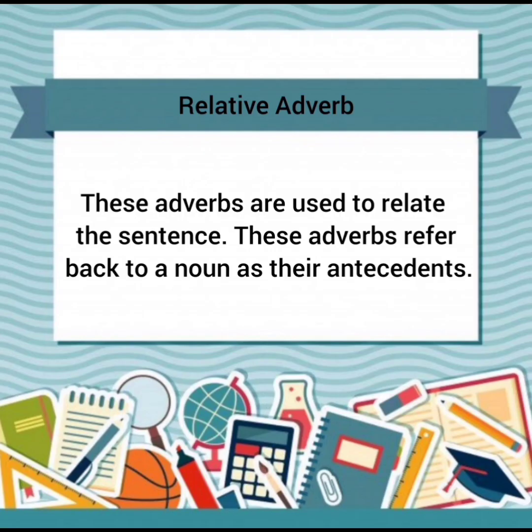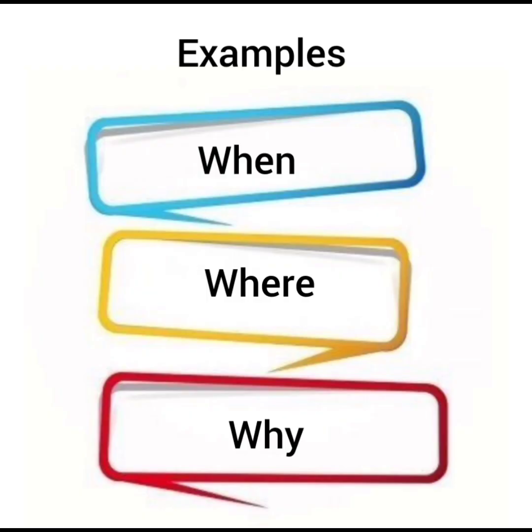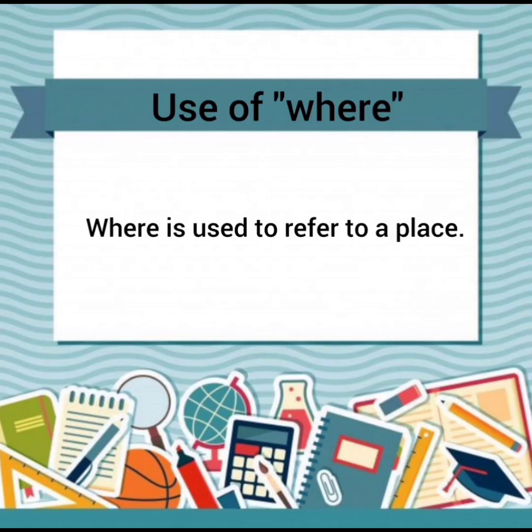Next are relative adverbs. These adverbs are used to relate the sentence. These adverbs refer back to a noun as their antecedents. For example, when, where and why. These are the three relative adverbs that are used to refer to place, time and reason. Where is used to refer to a place.